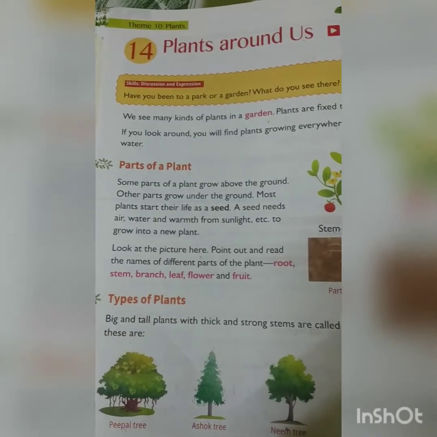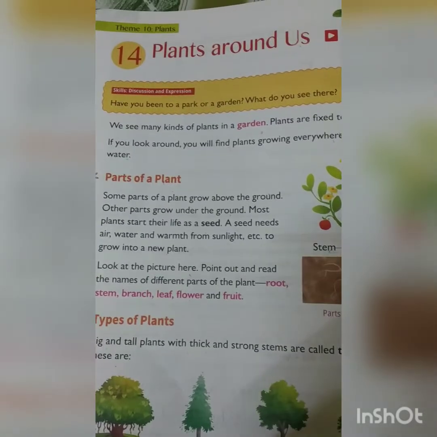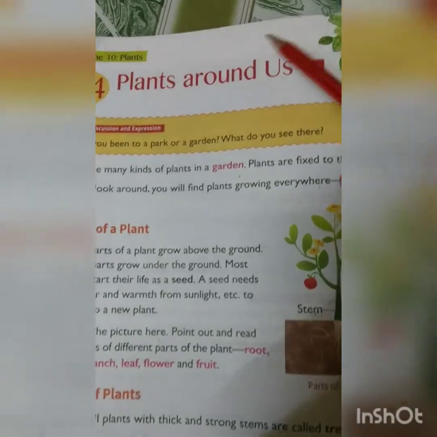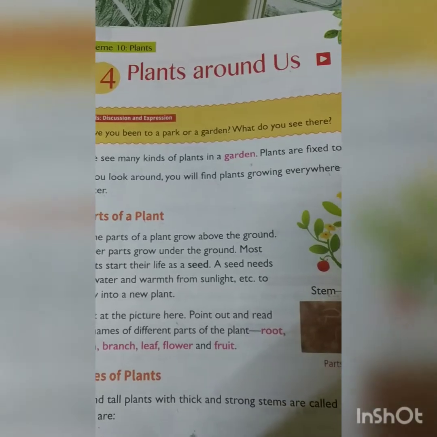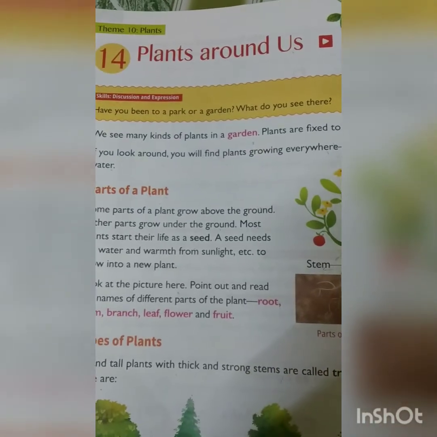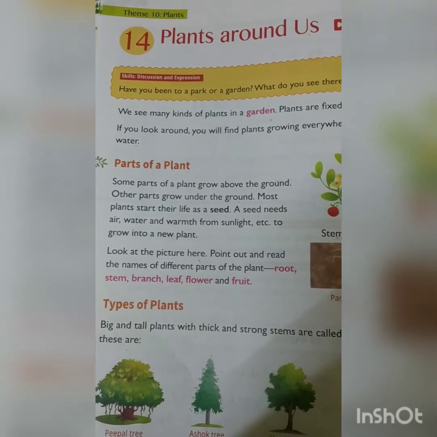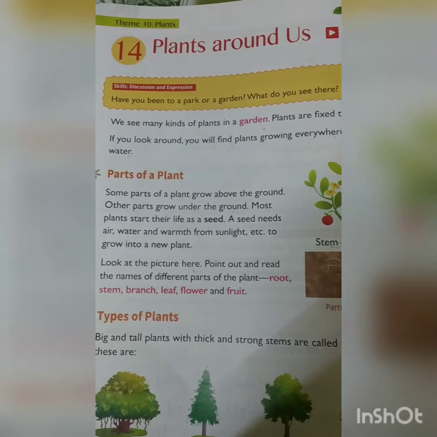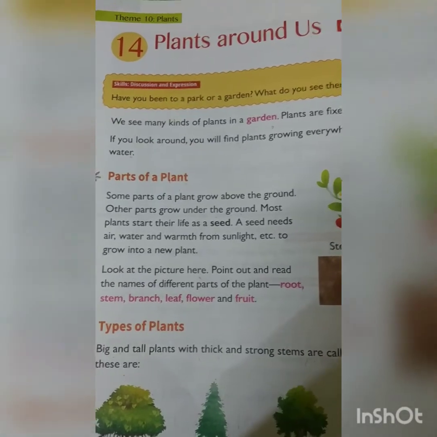Hi children, I hope all of you have taken your EVS book, page number 70, chapter 14, Plants Around Us. Children, we have seen many plants and trees in our house, in our neighborhood, in the school, in our playground. Now we are going to see about the plants which are there around us.